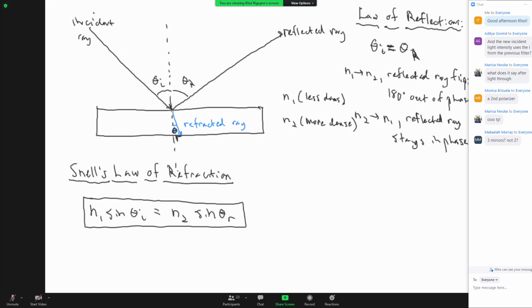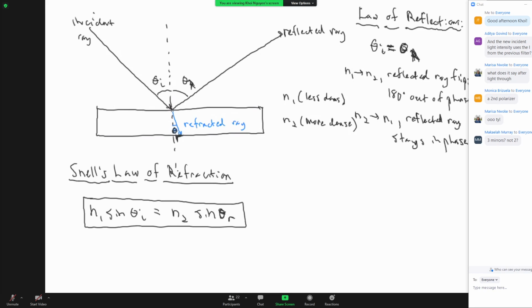The R for the theta is lowercase in the equation. So this is a little r. And this was the capital R here for reflection. So reflection, I'm going to make it capital R. But the refracted angle, I'm going to make lowercase r. Okay, so you can differentiate between the two. So we know that theta little r is refracted angle or refracted light, and reflected light is the other light that's bouncing back.